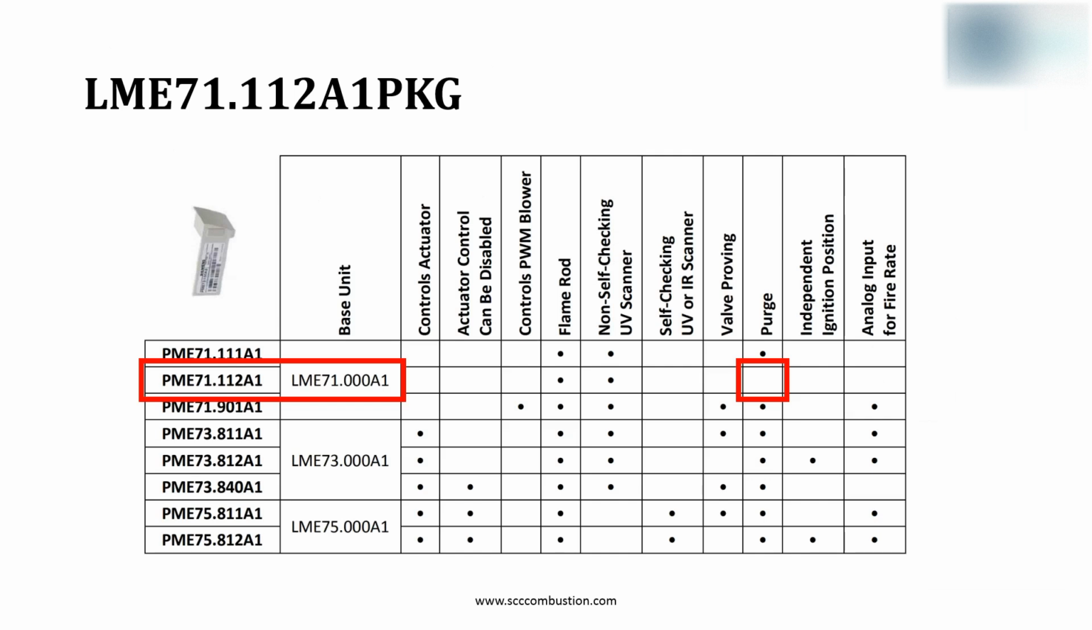The LME7 that we chose here is the LME71.112A1 PKG. We chose this model because we are not doing the purge at the LME7. This model is good for pulse firing because it is our fastest model to light the burner.